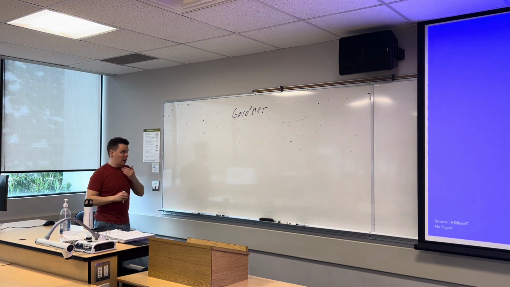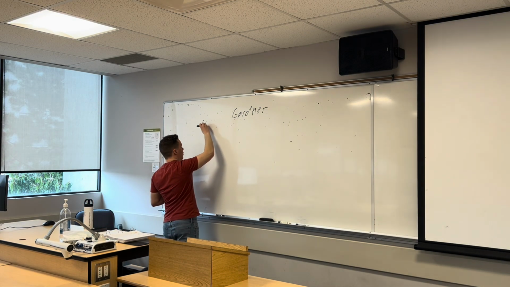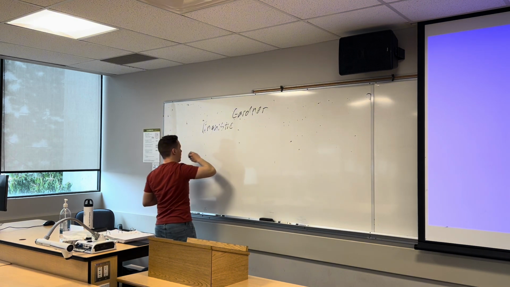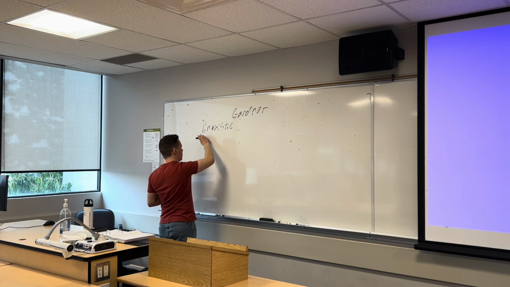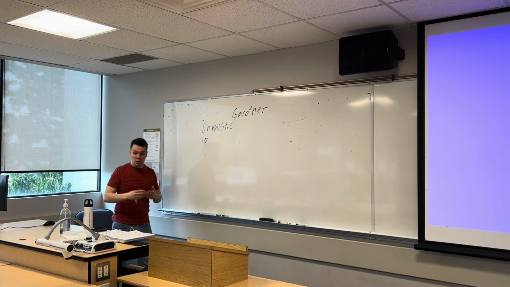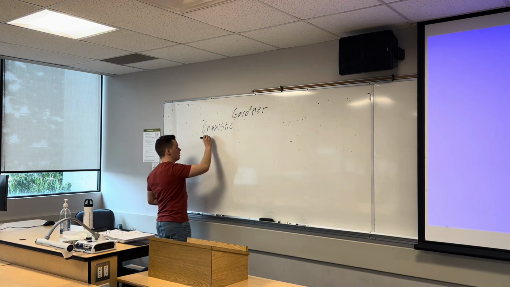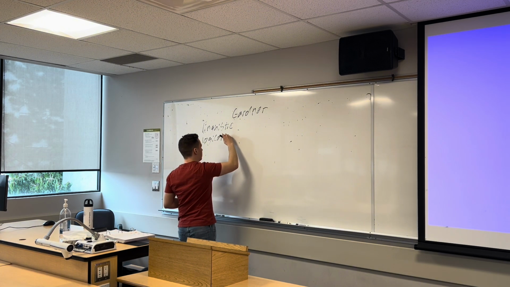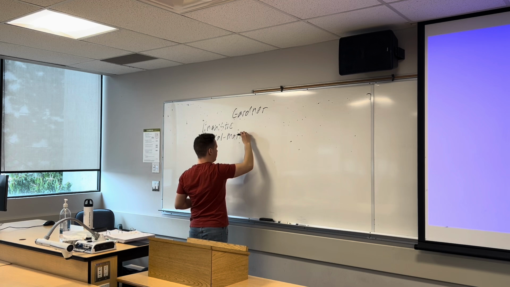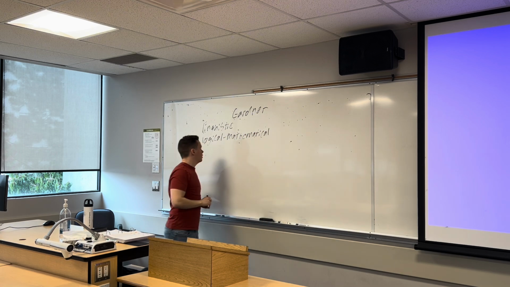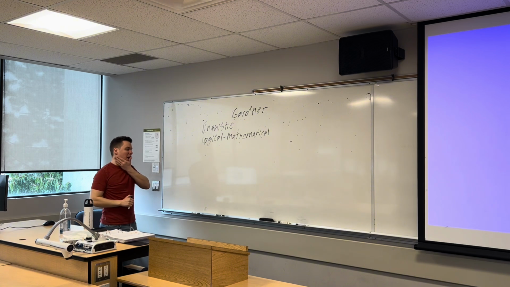So Gardner's classification works like this. There's linguistic intelligence, which has to do with language. So something like the verbal comprehension index would be an example of that. Logical-mathematical, which is exactly what it sounds like. How good are you with logic and mathematics?